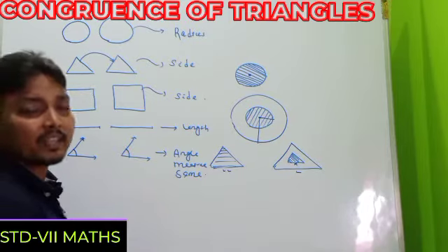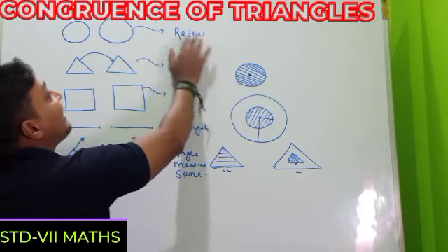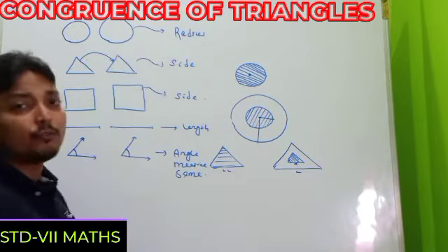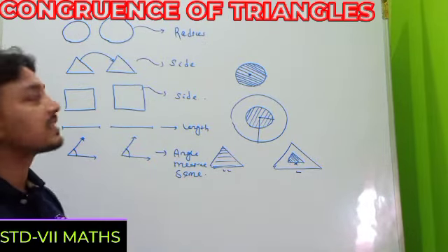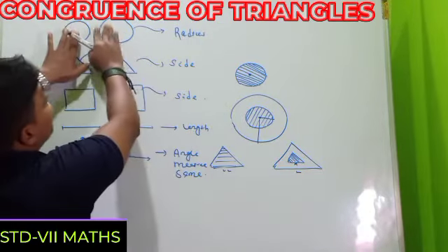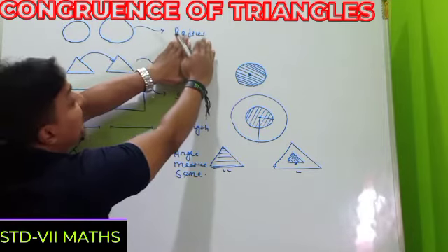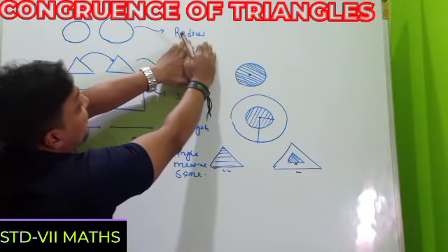Conversely also I am saying: whenever the radii of both the circles are equal, then they are congruent, right side to left side. Previously, congruent meant radius is same. Now I am saying radii are same. Radii, plural, will be the same.